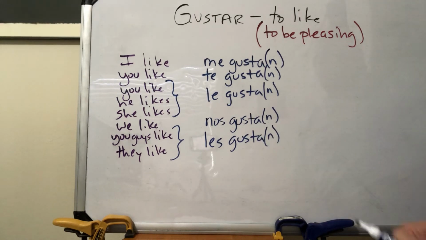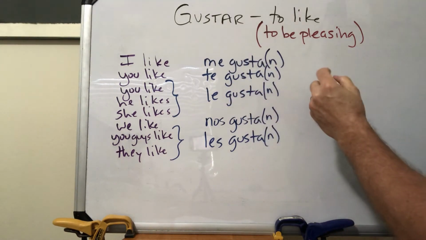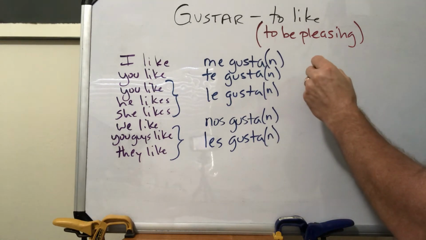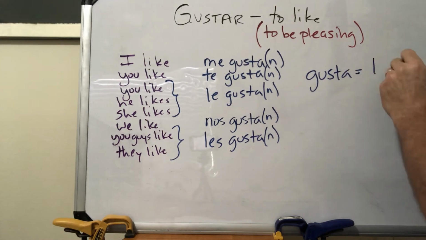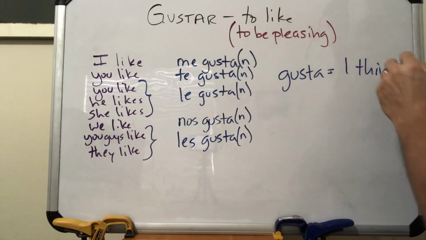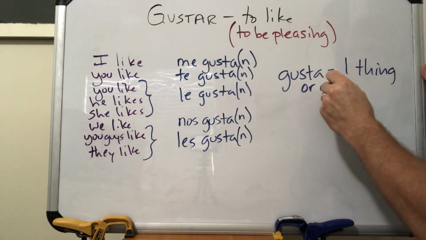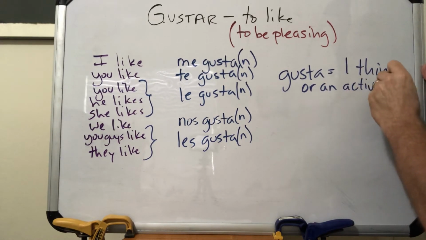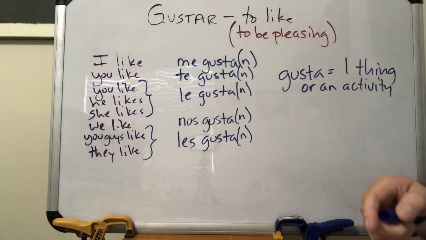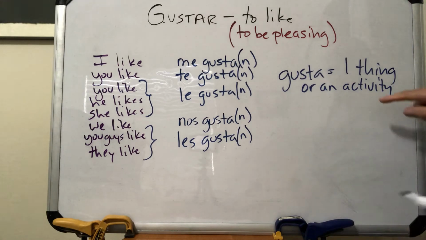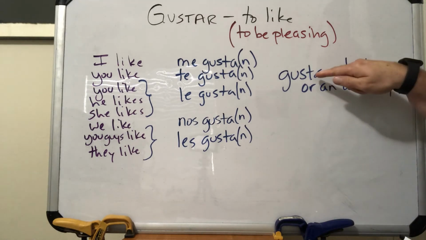Okay, gusta is singular. I'm going to write this out here if you want to write it at the bottom. So we use gusta if we like one thing, or an activity. For example, if you like ice cream, you say me gusta el helado. If you like eating French fries, even though French fries is plural, you're still talking about the activity of eating them, so you'd still use gusta.